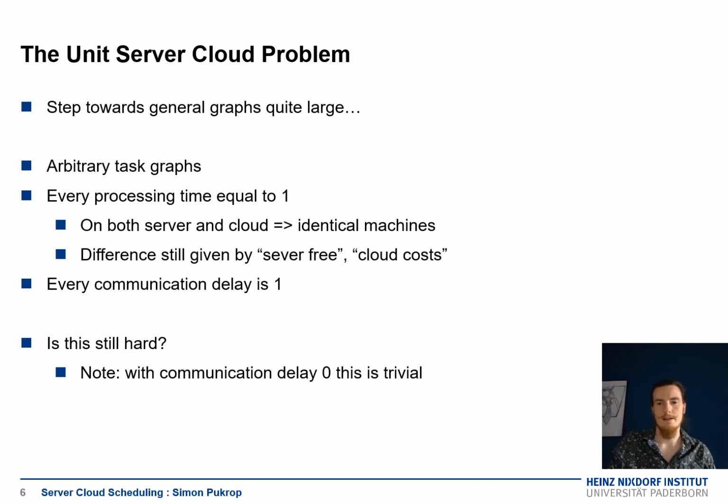Okay, so again, in the following part of the talk, I want to talk about the unit server cloud problem, because the step towards general graphs is quite large. So what we have now is arbitrary task graphs, but every processing time is equal to 1. And that is true on both the server and the cloud. So they are speed-wise identical machines, but the difference between those is still given by the server being one free machine and the cloud costing you money and being usable in parallel. And every communication delay here is 1.